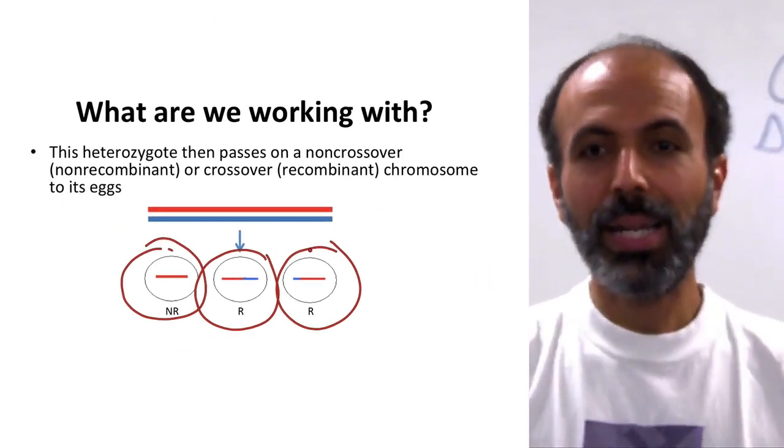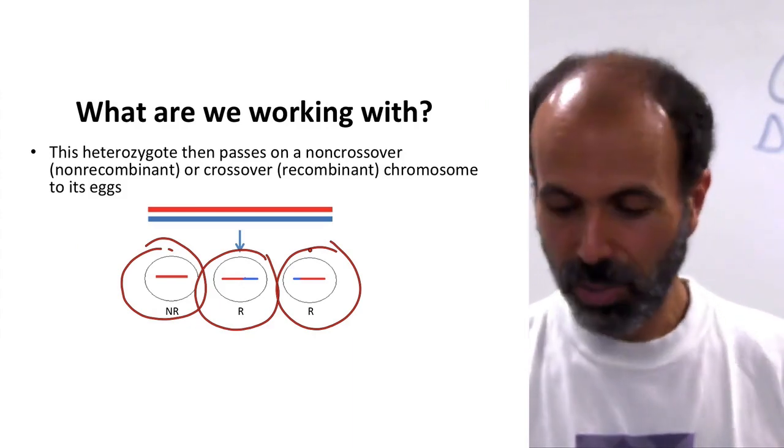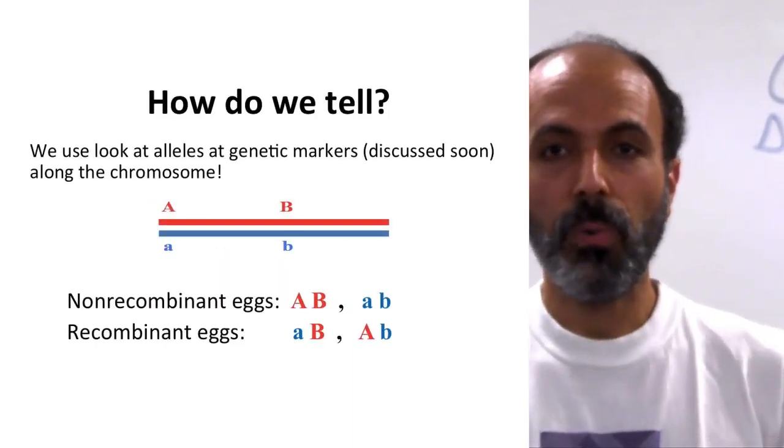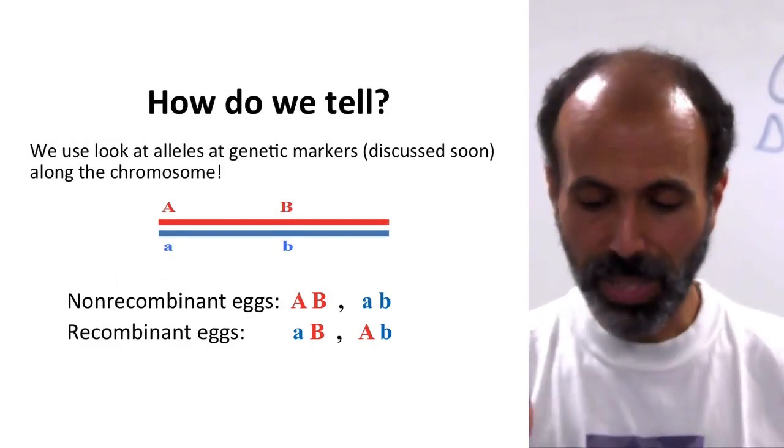So you may be wondering, how do we tell if recombination has happened? How can we tell that this is going on? Well, what happens is we look at genetic markers.